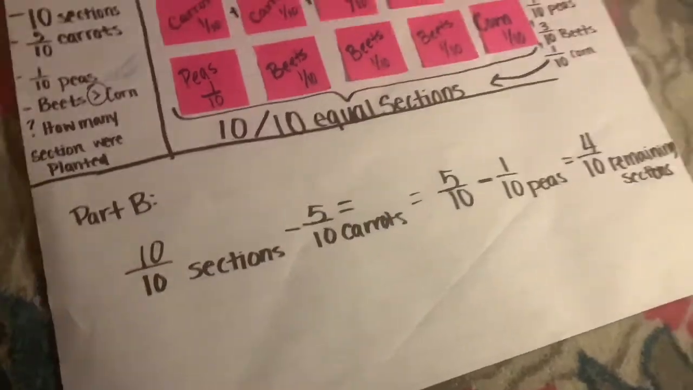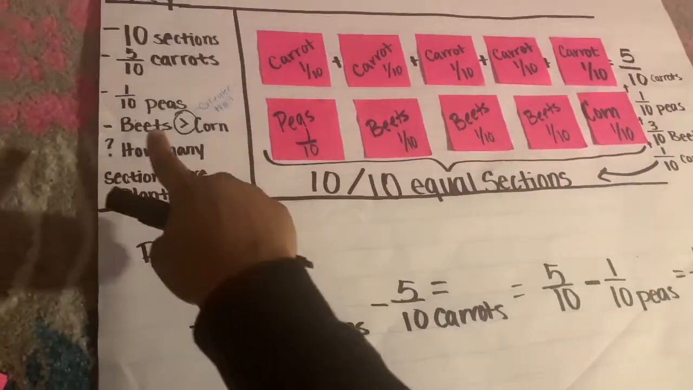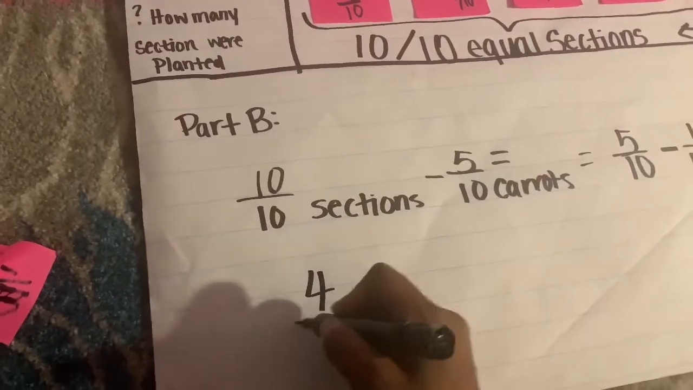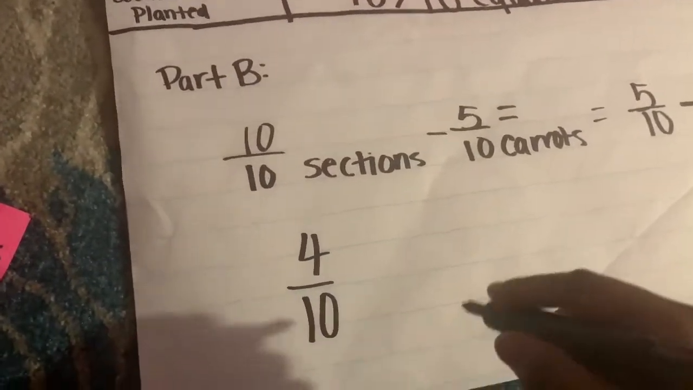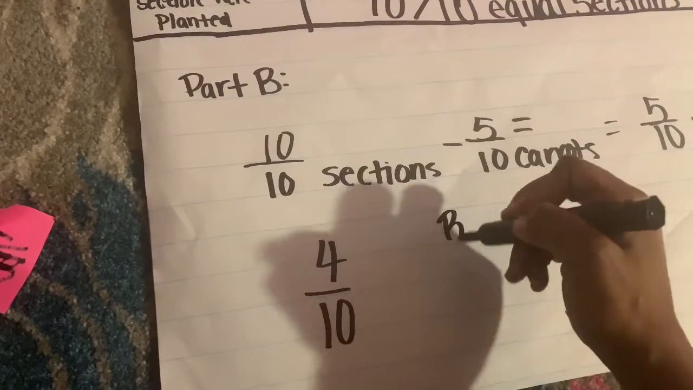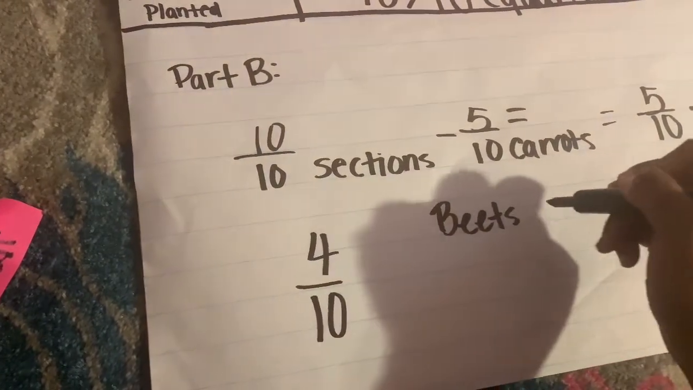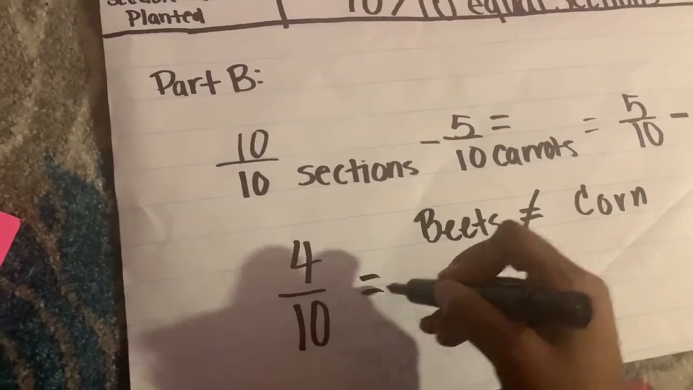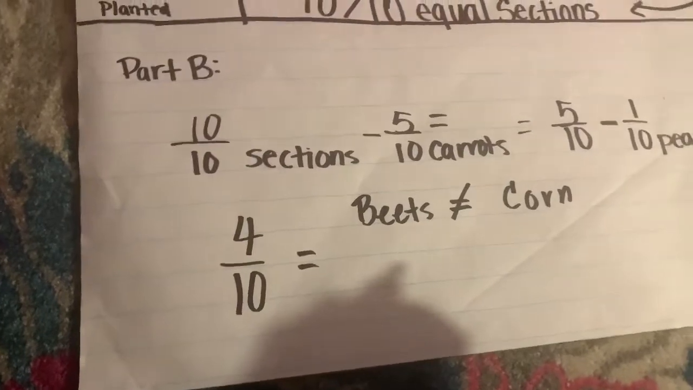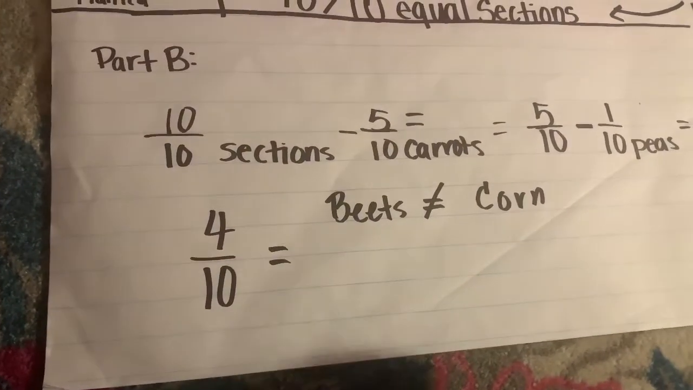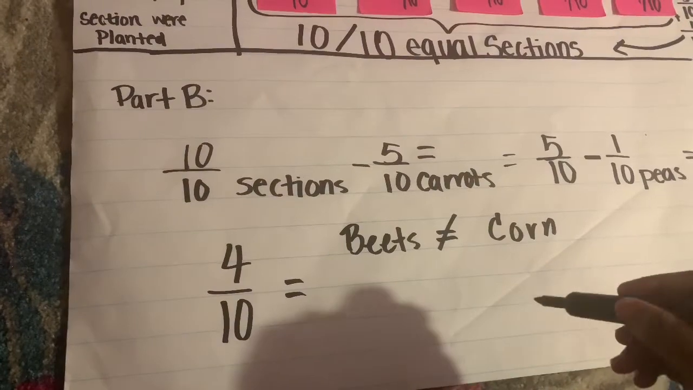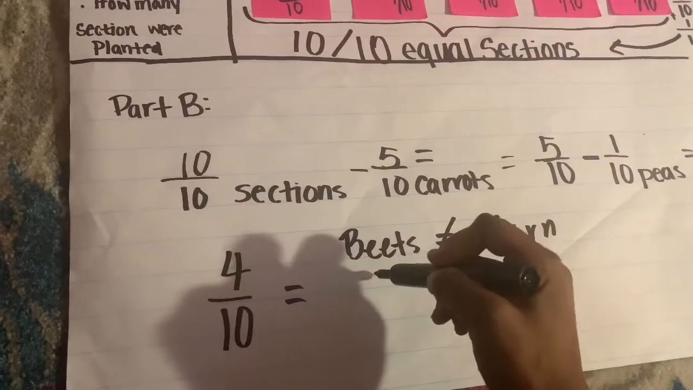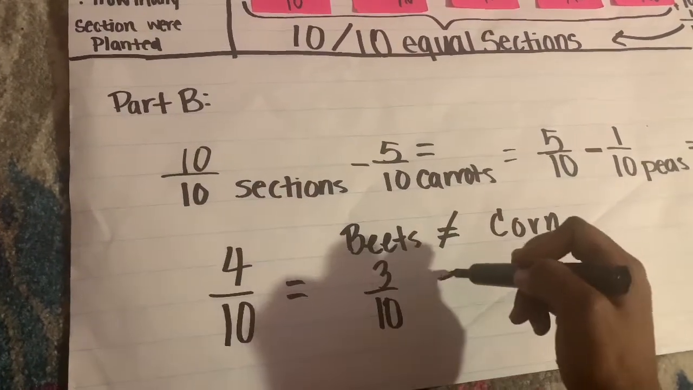Now, I know from my key box and from my story prompt that there are more beets than corn. I know that I have 4/10 of a section left, but I do know that my beets do not equal my corn. So what will give me 4/10 without them being equal? That's right. 3/10 plus 1/10.